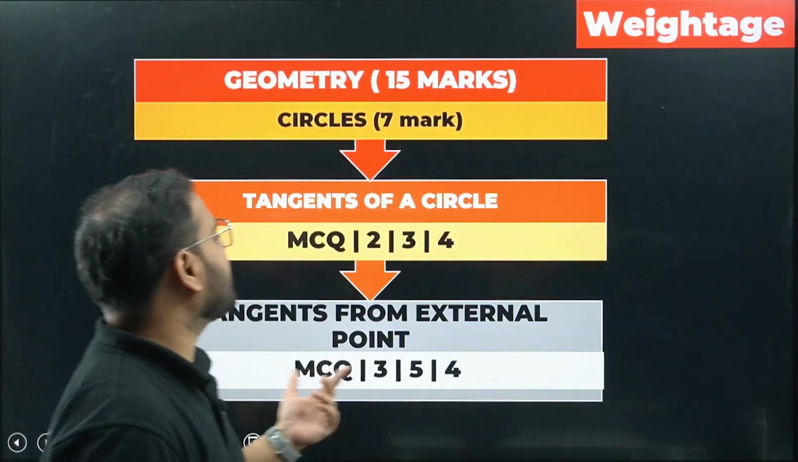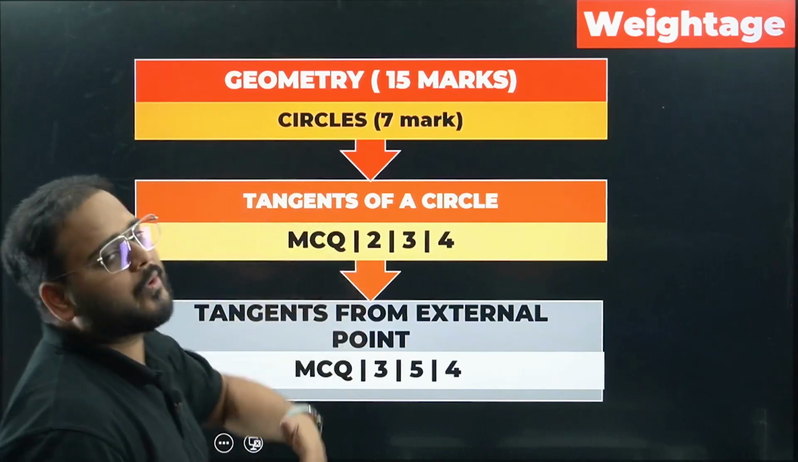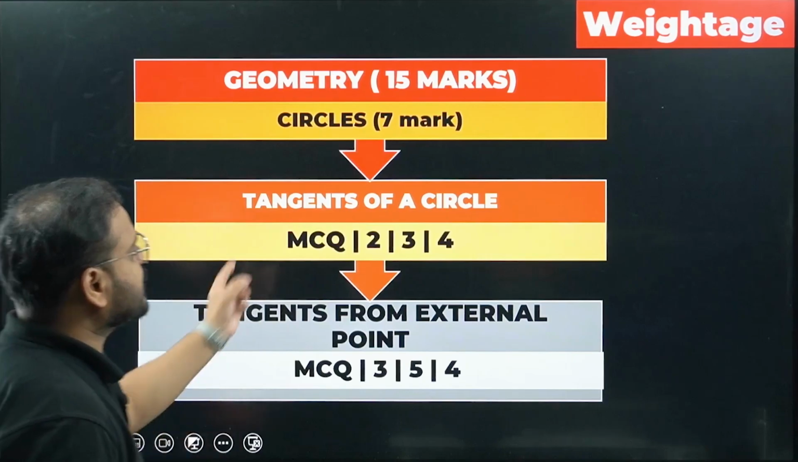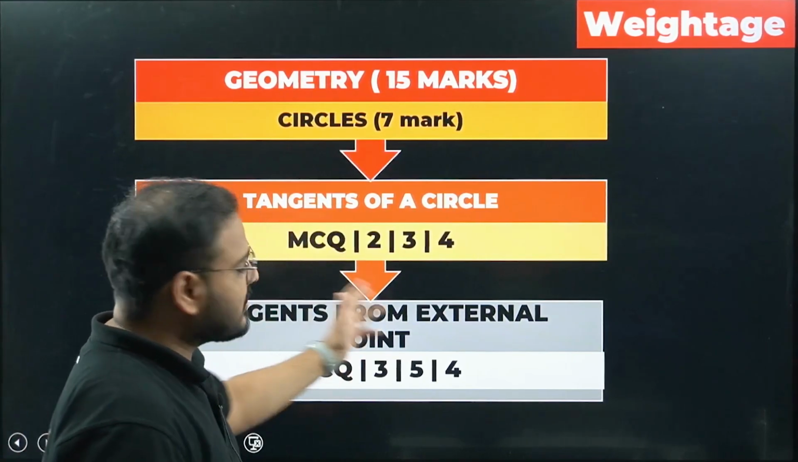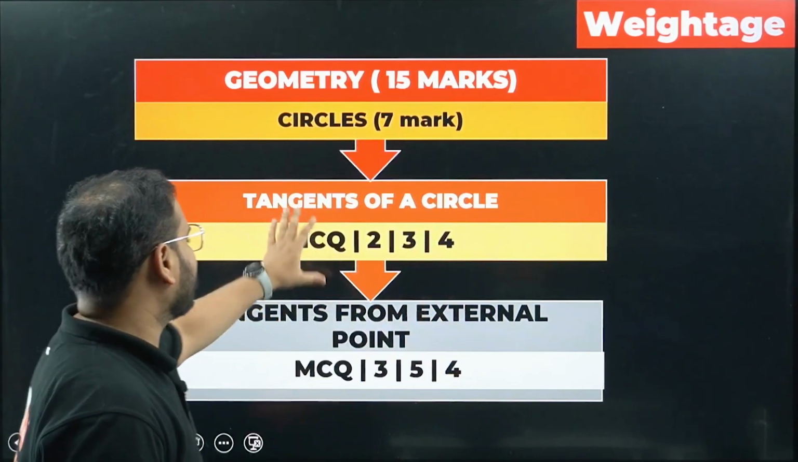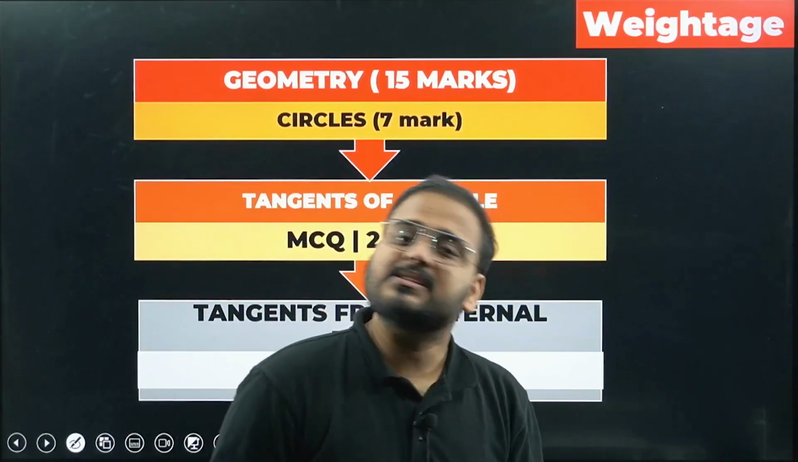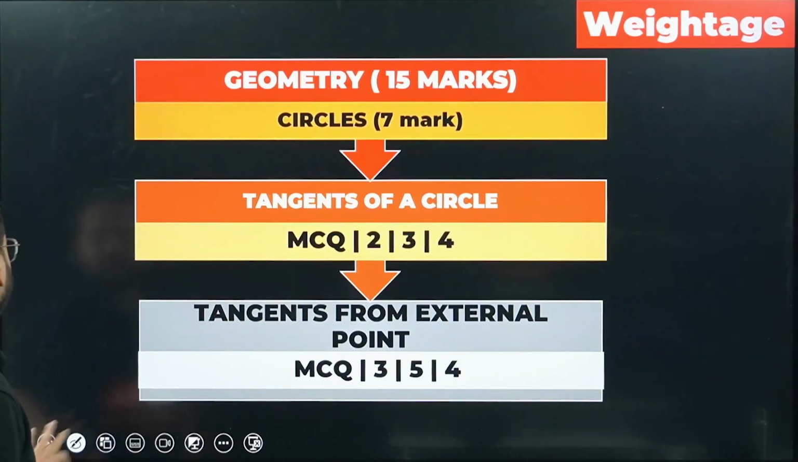Now you look at the weightage. In the whole geometry unit, the weightage is 15 marks. Circles is coming for 7 marks. Tangents of a circle or tangents from an external point, both can be asked in categories of MCQs, 2 marker, 3 marker, 5 marker and 4 marker. Means even a case study can come. Okay, look at the property now.